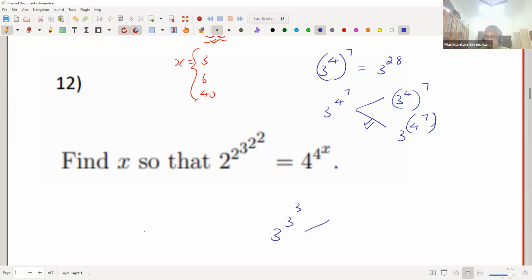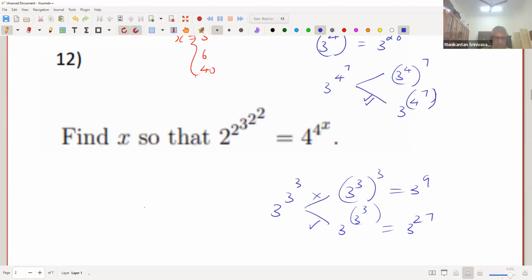So it is actually 3 power 27. It is not 3 power 9. We should take this root instead. We should say 3 power 3. Therefore, it's 3 power 27, right?